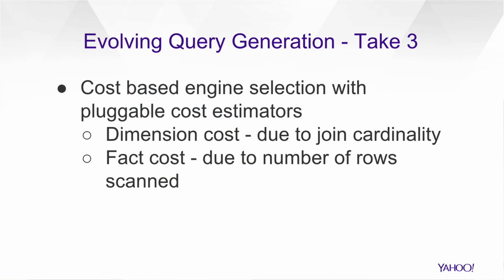We can also make our query generation more intelligent by plugging in cost estimators. So I can add in a cost estimator for dimension cost. For a given request, I can see, hey, what's the join cardinality associated with this request? And similarly for the fact, I can try to estimate the number of rows I'm going to have to aggregate for this particular request when the request comes in. We can take this information and put it into our request model and allow all the components downstream to make decisions on optimizations as they see fit using this information.